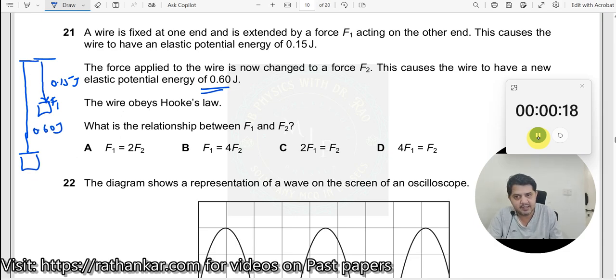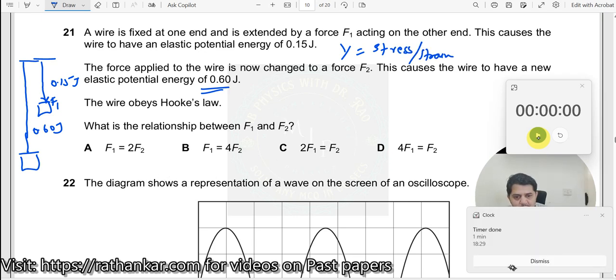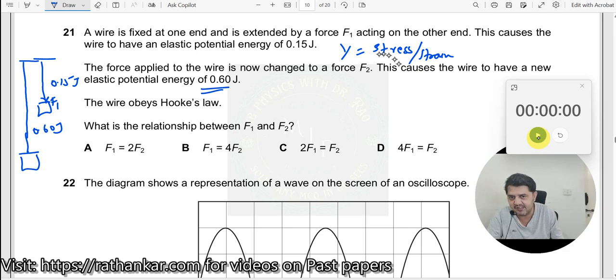Which means the force is proportional to displacement, or Young's modulus is a constant. You can say Young's modulus is a constant. What is Young's modulus? Young's modulus is equal to stress by strain. Now how is this Young's modulus, or stress and strain, related to the elastic potential energy? That's what we need to look at to derive the relationship between F1 and F2.